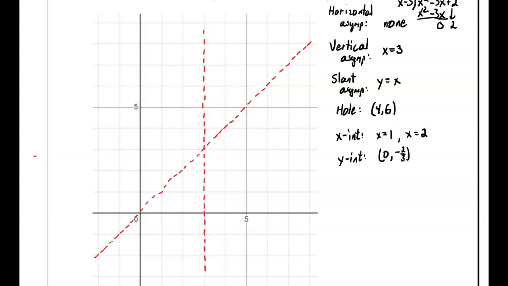There is a hole at the point (4, 6). Our graph will cross the x-axis at 1 and at 2. And our graph will cross the y-axis at the point (0, negative 2/3). With this information, we can draw in the curves that will be our rational function. If this isn't enough information to make an accurate graph, we can find additional points on the graph by choosing values for x, substituting them in to get the corresponding y values.